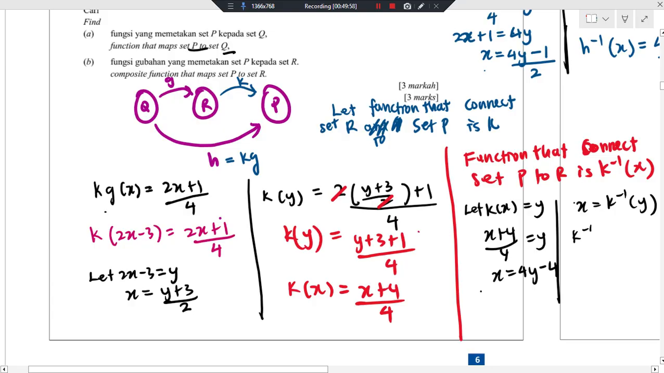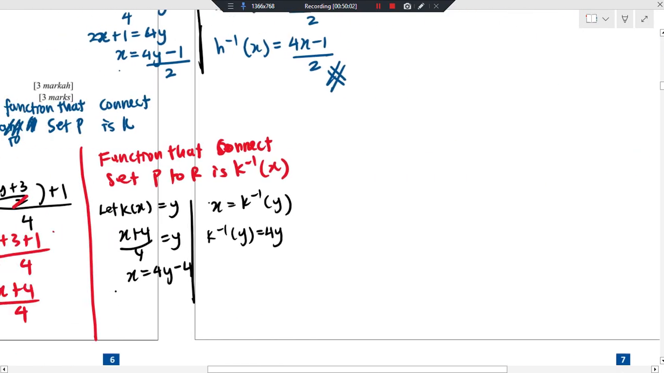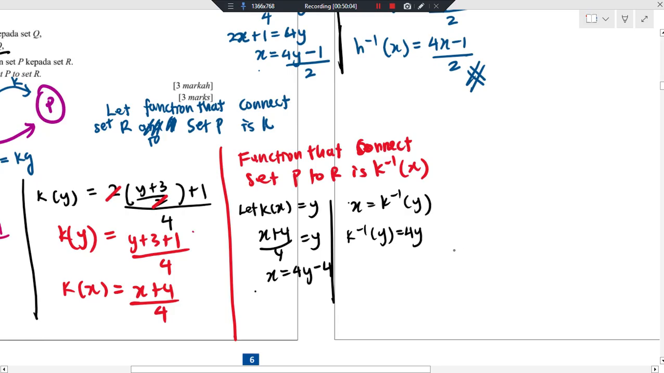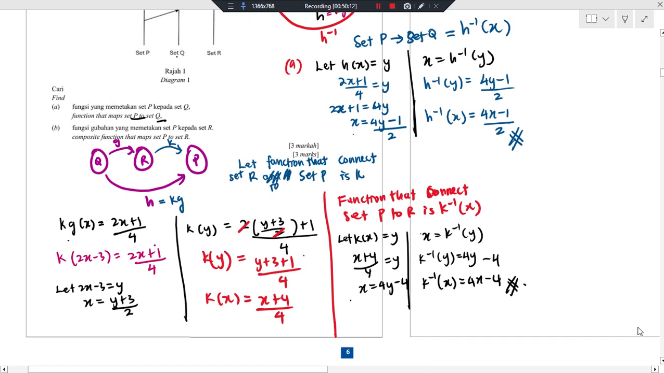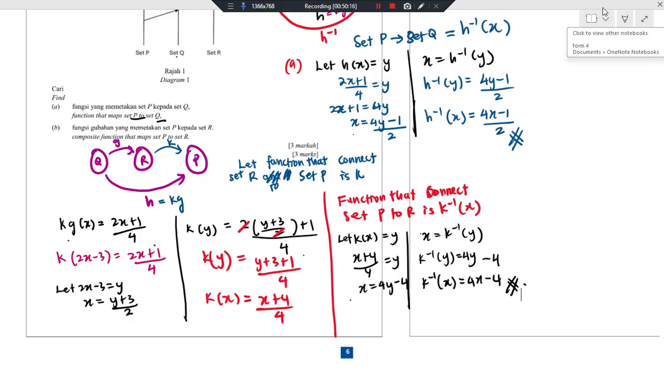Soalan ni dia panjang sikit lah. Tapi kenapa dia kedekut dia bagi 3 markah, saya pun tak tahu. Mungkin ada shortcut kot. Betul. Jawapan kita betul. Tapi tak tahulah kenapa dia boleh dapat dalam 2 step.